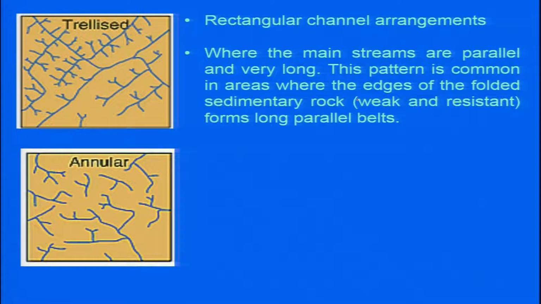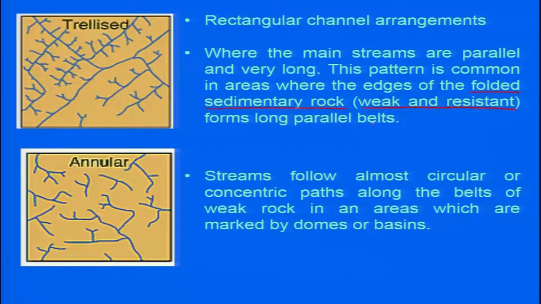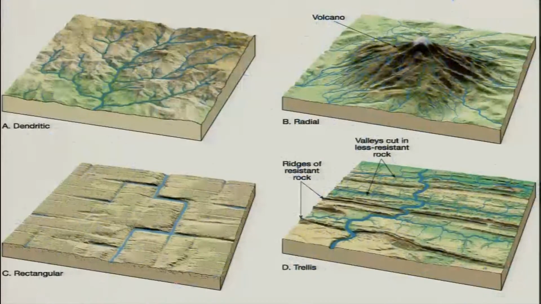having the folded terrains or you are having an alternation of weak and resistive rocks. So you will be able to see it in folded sedimentary rocky terrain where the weak and resistive rock forms long parallel belts, which has been seen here. Annular streams follow an almost circular or concentric path along the belt of weak rocks in an area which is marked by domes and basins. So these are typical of different types of drainages, and these are the most common ones.